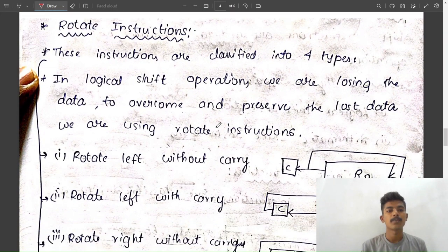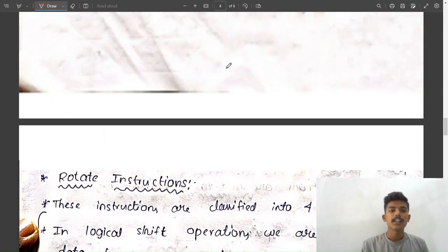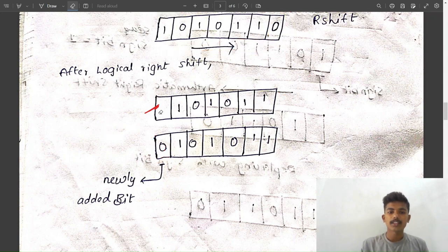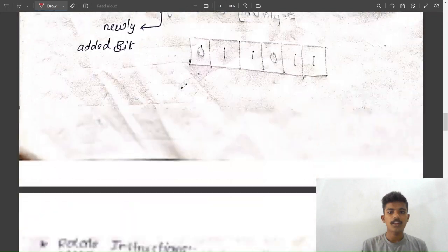Rotate instructions are classified into 4 types. Why are we using rotate instructions? In shift instructions, as we have seen, in logical left shift the leftmost bit is eliminated, so the data is wasted, and in logical right shift the rightmost bit is eliminated, so that data is wasted. In order to prevent data from being wasted, we are using rotate instructions. Now let us start rotate instructions.